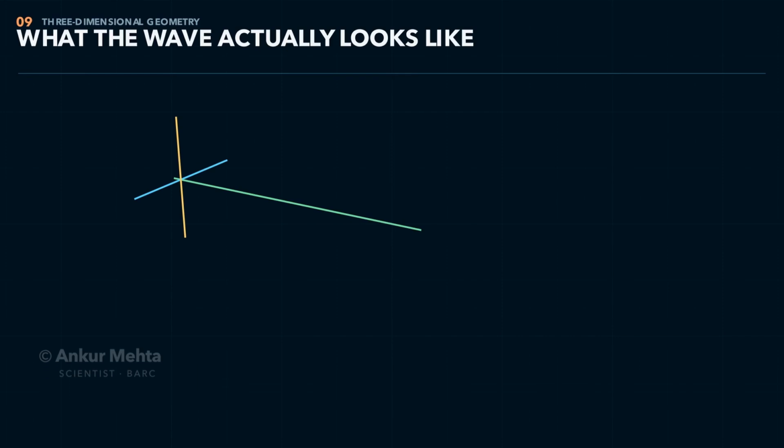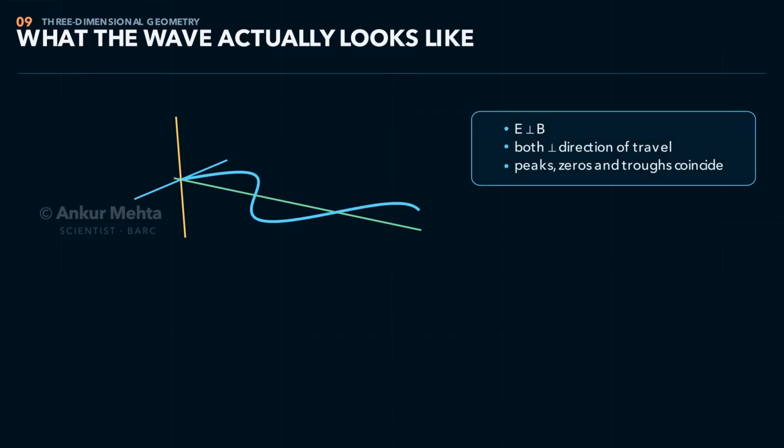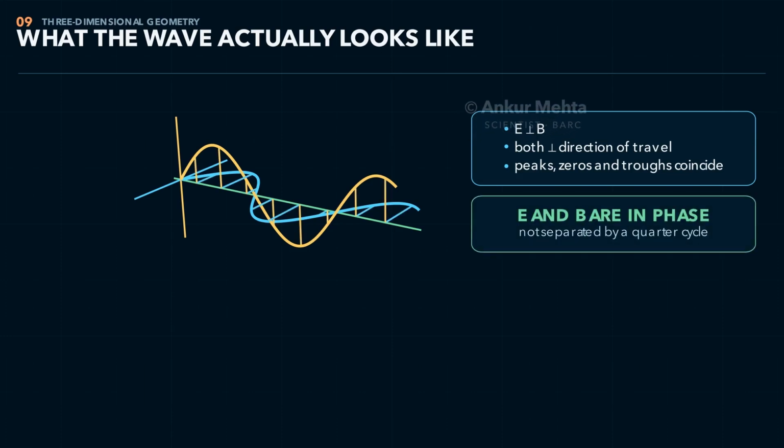An electromagnetic wave is transverse. Suppose it travels in the positive x direction. The electric field may oscillate along y, while the magnetic field oscillates along z. These three directions are mutually perpendicular, and there is an essential detail: E and B are in phase. Their peaks occur together, their zero crossings occur together, and their troughs occur together. They are not separated by a quarter cycle.